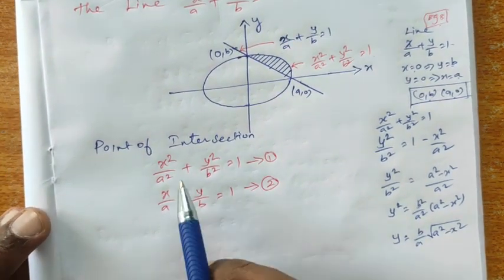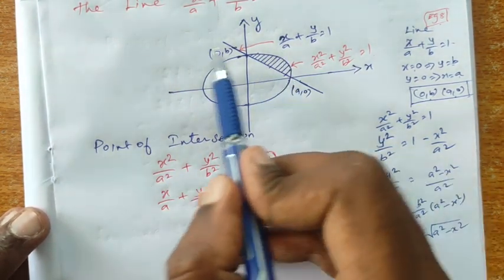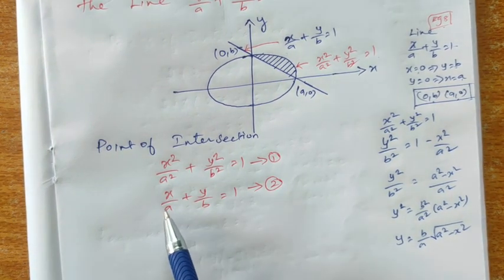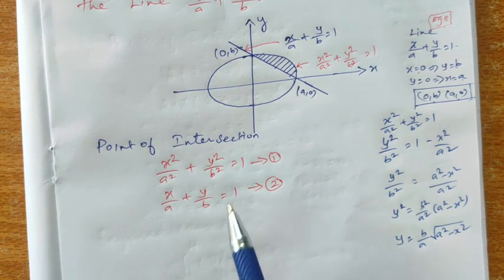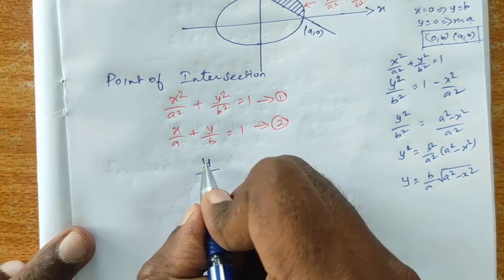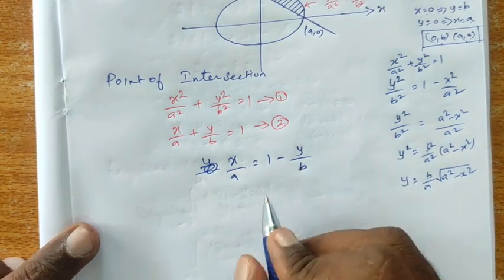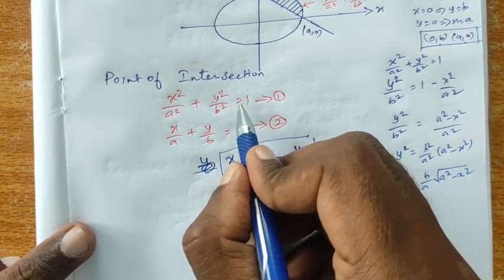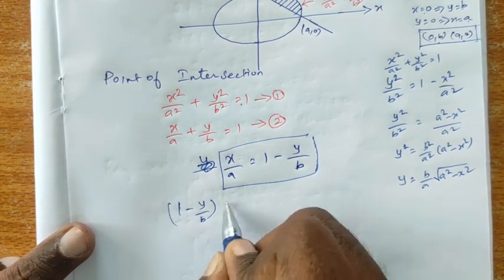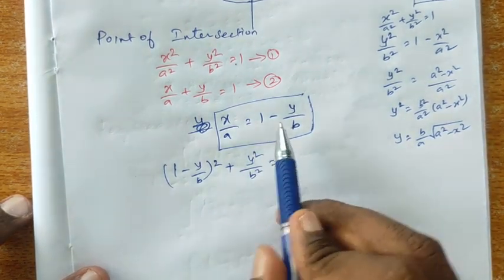Now we have to find the point of intersection of the ellipse and the line. Given ellipse is x square by a square plus y square by b square is equal to 1, and line is x by a plus y by b is equal to 1. Now listen here, x by a is equal to 1 minus y by b. So now substitute this in equation number 1. We get 1 minus y by b the whole square plus y square by b square is equal to 1.